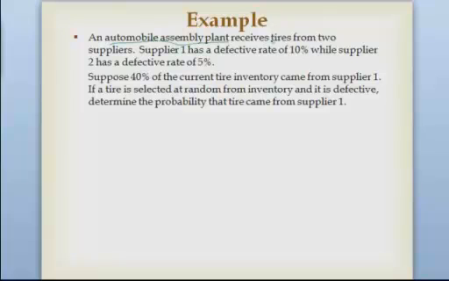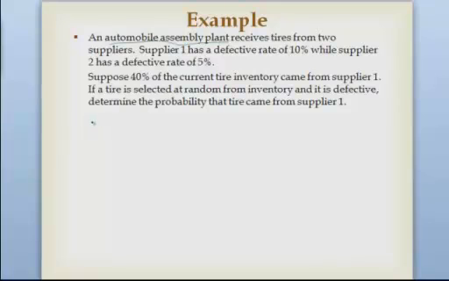And this one receives tires from two different suppliers. Now the first supplier has a defective rate of 10%, while the second has a defective rate of 5%. So let's suppose that we had 40% of the current tire inventory that came from supplier number 1. If a tire is selected at random from the inventory, and it is indeed a busted tire, determine the probability that the tire came from supplier 1.